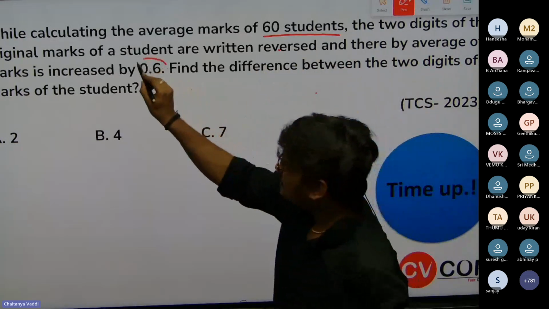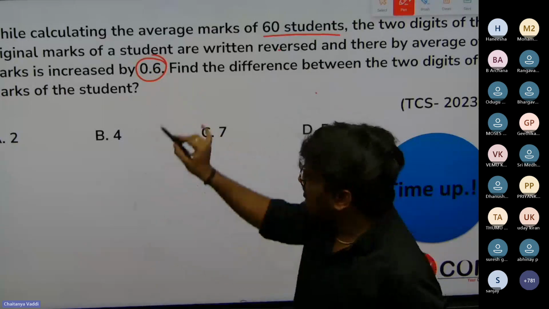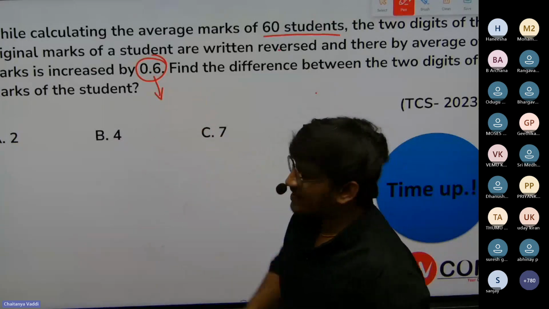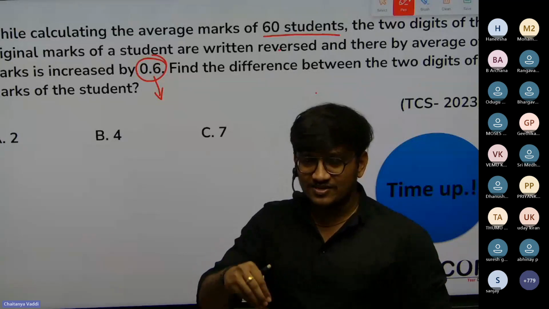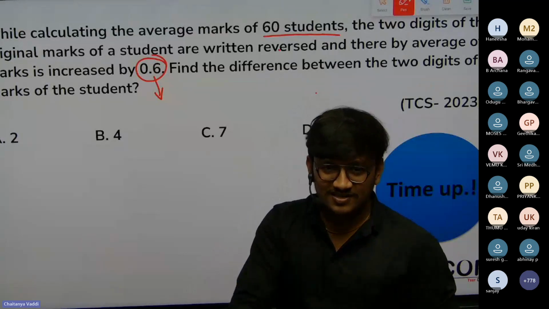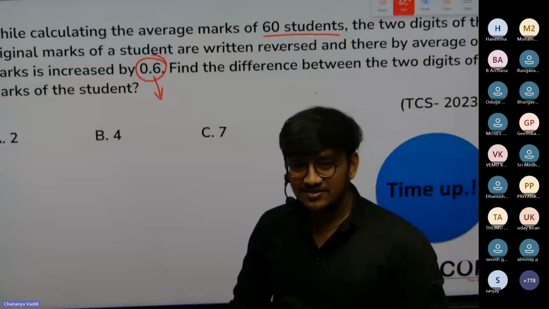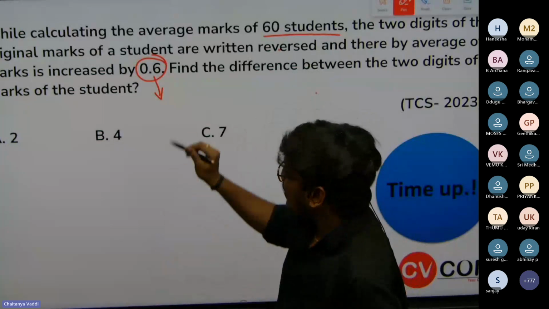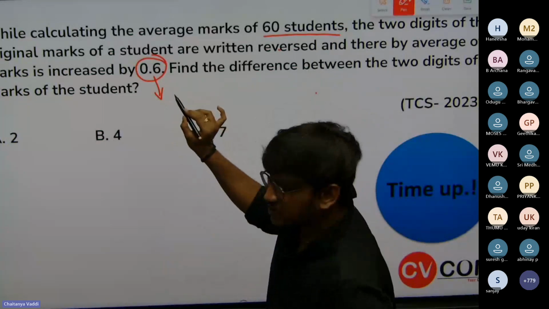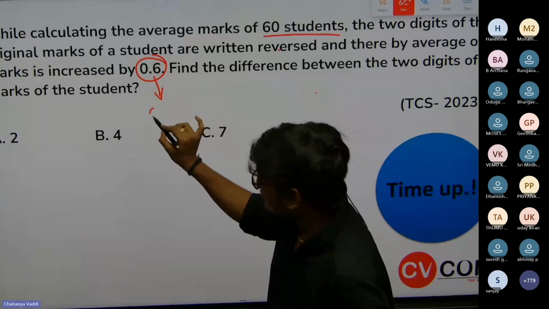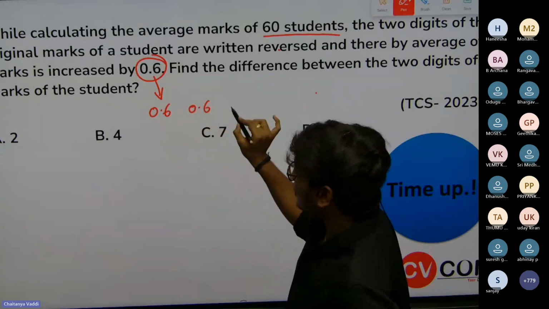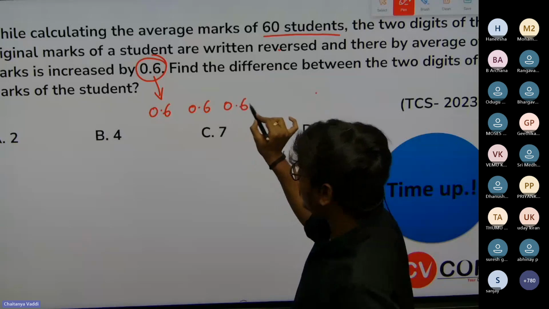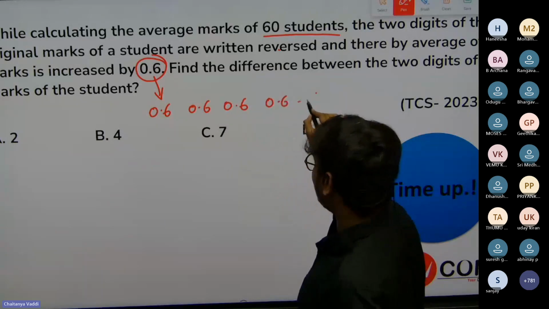The two digits of the original marks of a student are written reversed, and thereby the average of the class is increased by 0.6. When the average is increasing by 0.6, can I say that each student will get 0.6 extra? That's what we discussed: average is nothing but equal distribution. Average is increased by 0.6 means first person will get extra 0.6, second person extra 0.6, third person extra 0.6 marks, fourth person also 0.6, and so on.